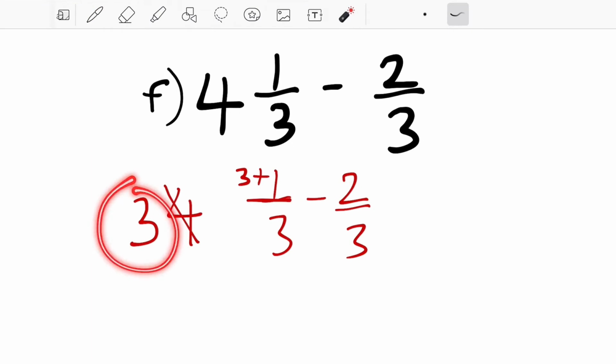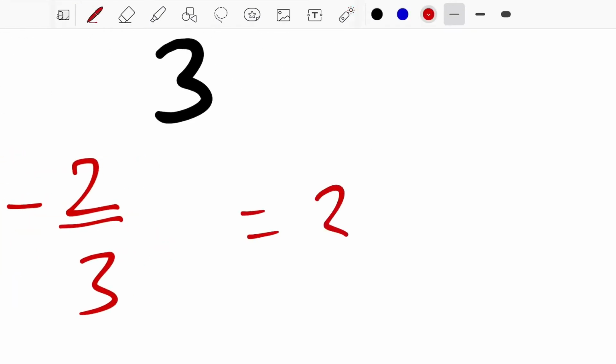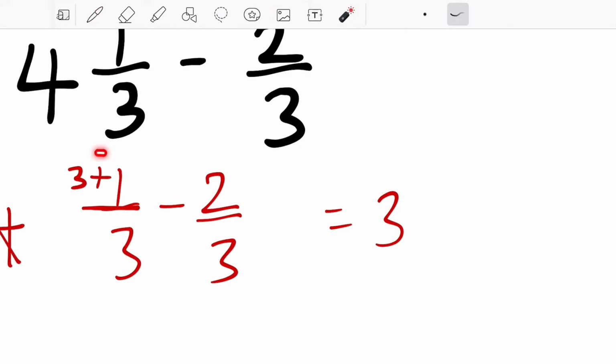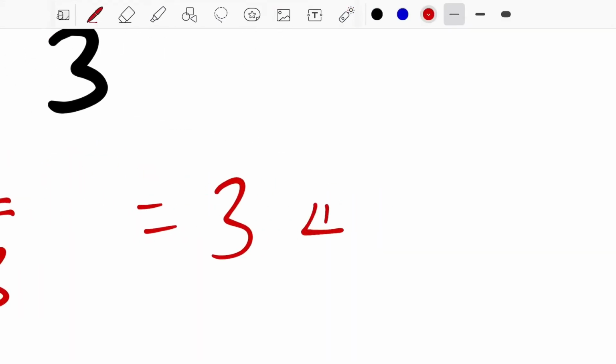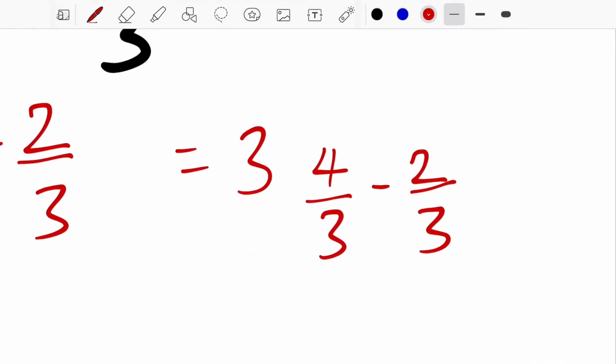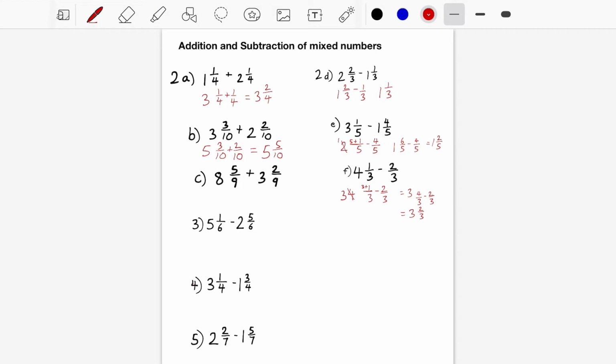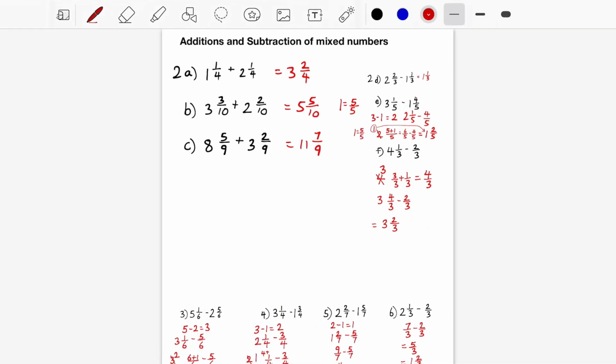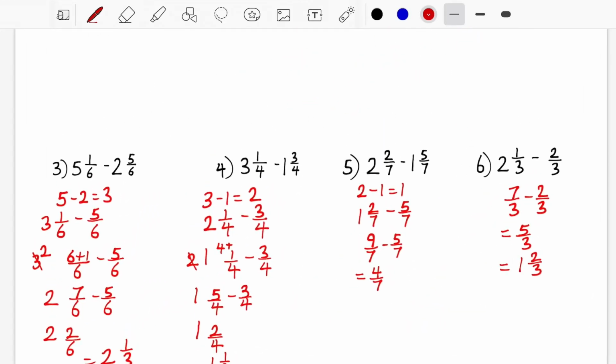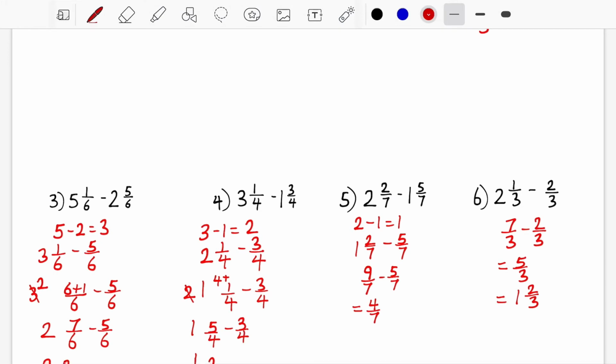So we have this whole number 3. 3 and 4/3 take away 2/3. 4 take away 2, as we know, is 2. So the answer is 3 and 2/3. So you can feel free to pause the video and try the rest of the questions. Feel free to make your corrections.